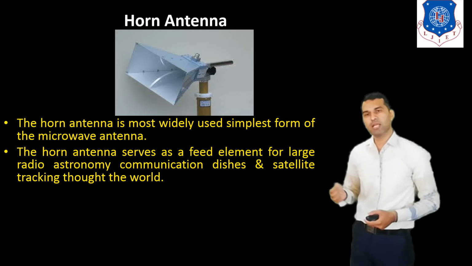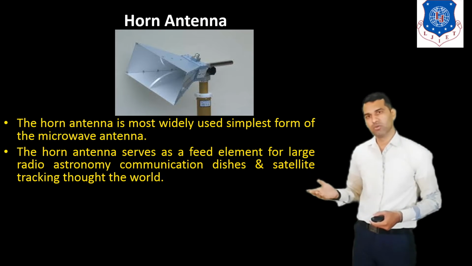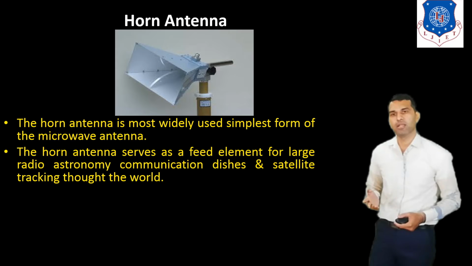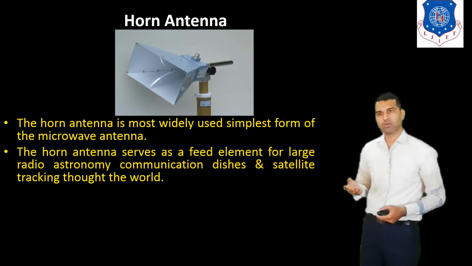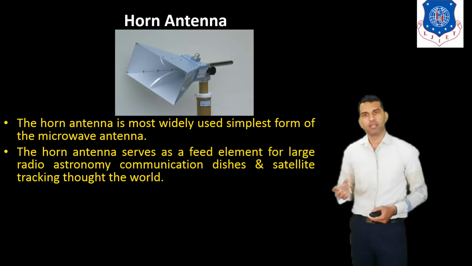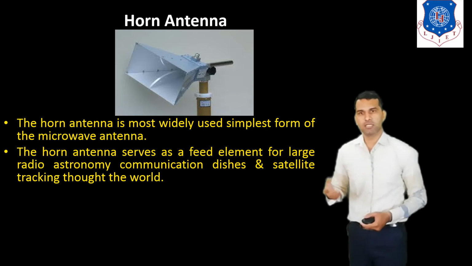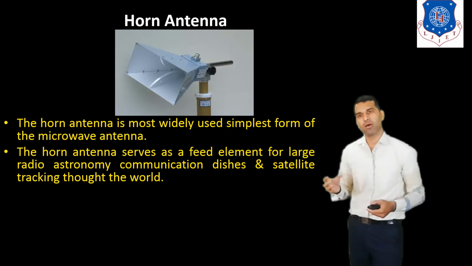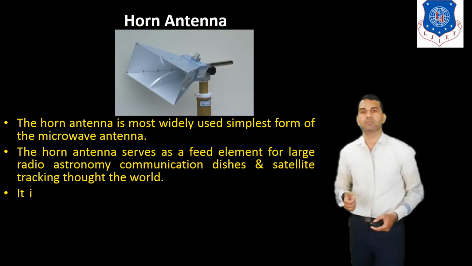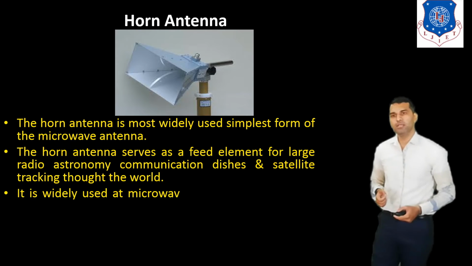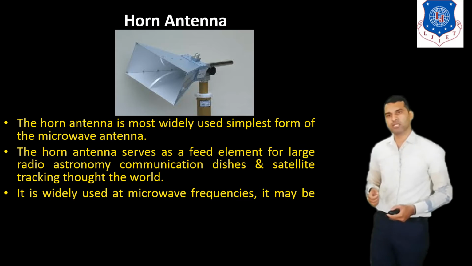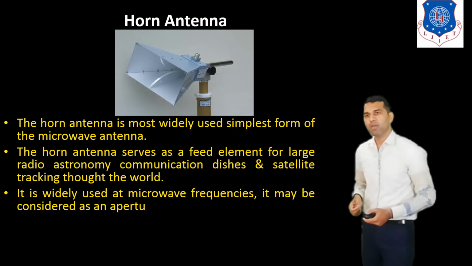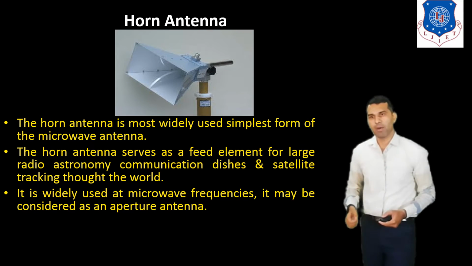So the main application of the horn antenna is as a feeding element for large astronomy communication dishes. In the dish TV, in the dish antenna, we have seen the horn antenna as a feeding element. It is widely used at microwave frequencies. It may be considered as an aperture antenna.